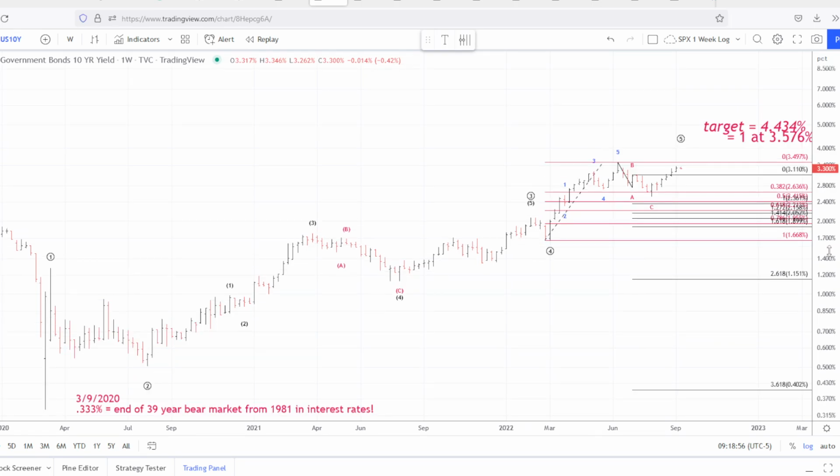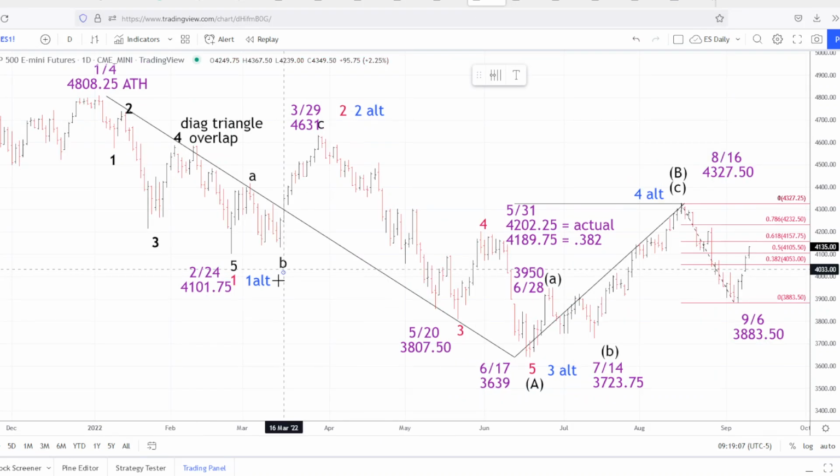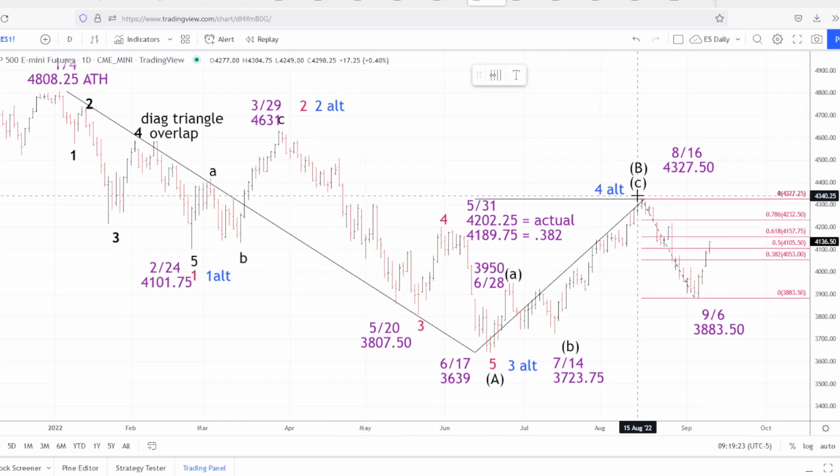Okay, let's move over to the ES. We're going to look at a daily chart here. I've got a lot of different colors and things going on. Wave count in black, the internal wave count, the larger one in red. We have 5 waves down for A back in June. We've got this A, B, C up here for the larger B wave. August 16th, everything turned there, and then you can see we've got 5 waves down.